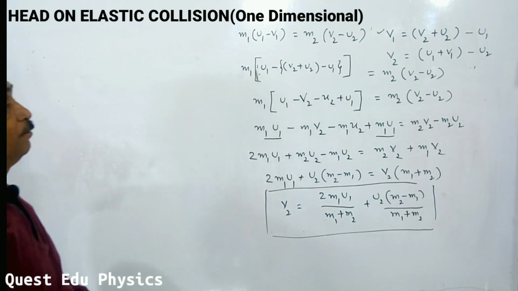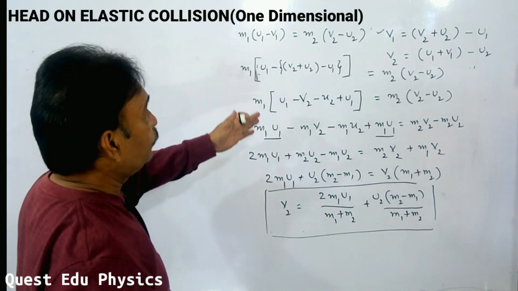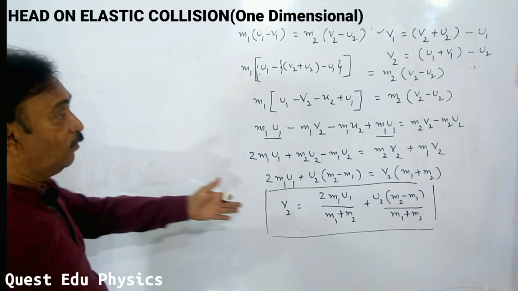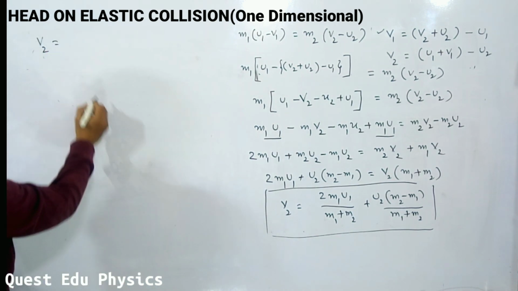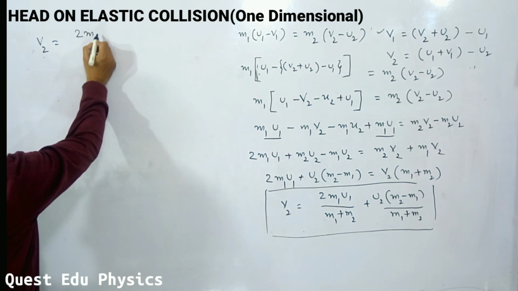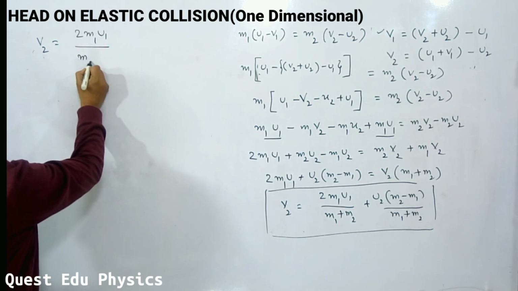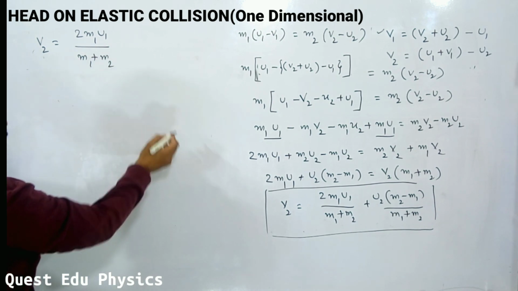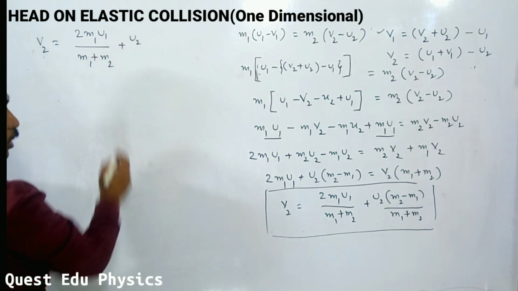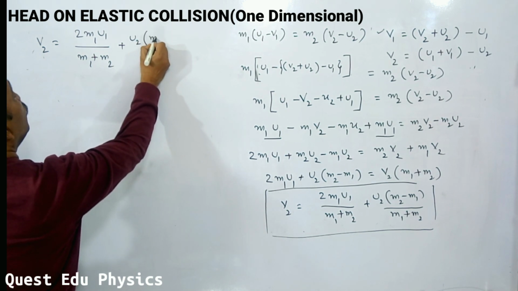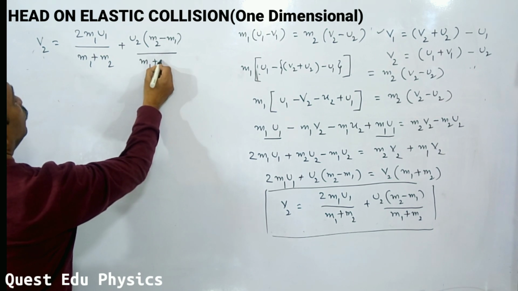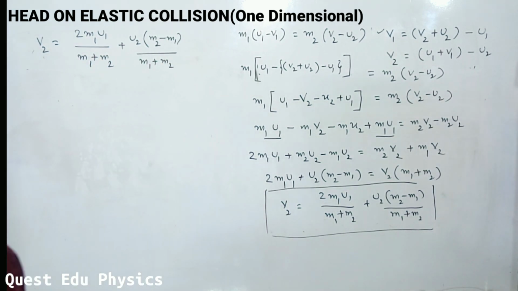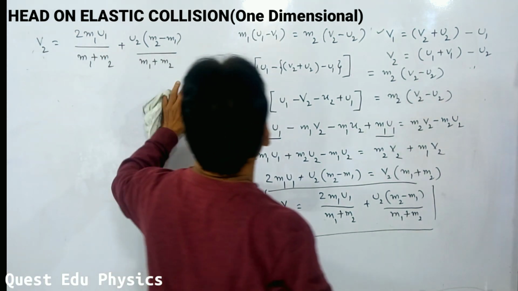Let's do the second thing. We are doing the same thing here. Okay students, we got the final velocity. I am freezing it here. That is v2 is equal to 2m1 u1 by m1 plus m2 plus u2 of m2 minus m1 by m1 plus m2. Okay students, let's do the same with the second.